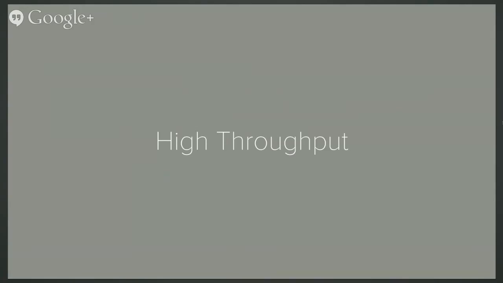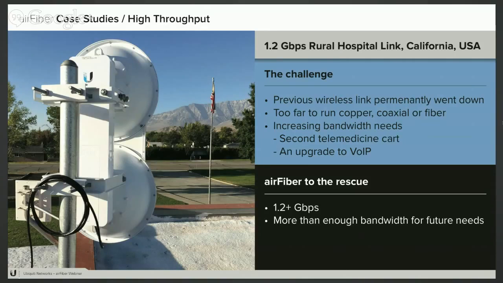So our first case study features AirFiber really showing off its ability to push an amazing amount of throughput. Our first case study is a hospital link in rural California, and they had several challenges. Once their wireless link went down, they had some issues. They realized that it was too far to run copper coaxial with fiber, and the hospital also had increasing bandwidth needs. In the hospital, they had these telemedicine carts that require a fair amount of bandwidth, and they were adding a second one. And the hospital also was in the process of upgrading the VoIP. So AirFiber was a great solution, and as a result, they were able to push 1.2 gigabits per second, and that's more than enough bandwidth for their future needs.